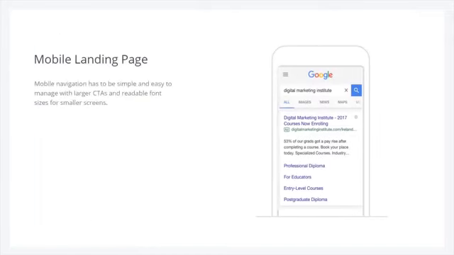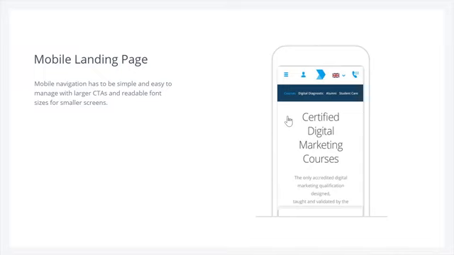Searcher behavior is different on mobile than on desktop devices. Mobile navigation has to be simple and easy to manage, with larger CTAs and readable font sizes for smaller screens. Google Ads takes into consideration how mobile optimized your landing page is, such as whether it is responsive and designed with mobile in mind. This will ultimately affect your quality score for mobile traffic.